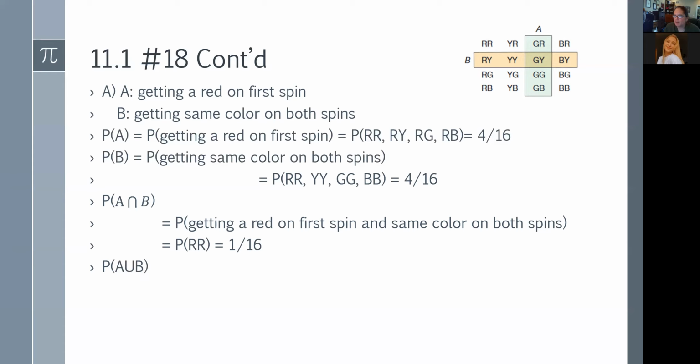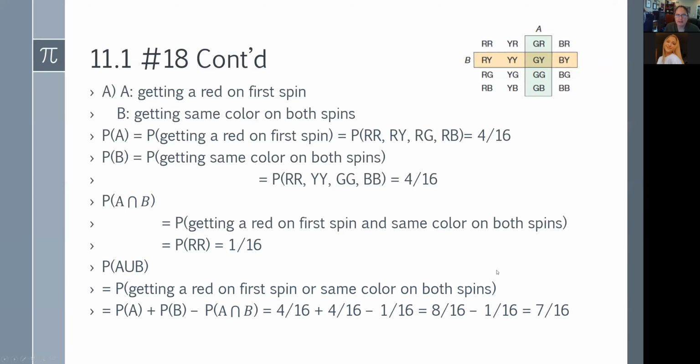Next, we want to do the probability of A union B. Okay, so that's getting a red on the first spin or getting the same color on both spins. But we're going to use the formula that we just saw. Okay, so we have the probability of getting a red on the first spin or the same color on both spins. That's equal to the probability of A plus the probability of B minus the probability of their intersection. And the probability of A, that was 4/16. The probability of B was also 4/16. And the probability of the intersection was 1/16. If we add 4/16 and 4/16, we get 8/16. And then we're going to take 8/16 minus 1/16, and that gives us 7/16.